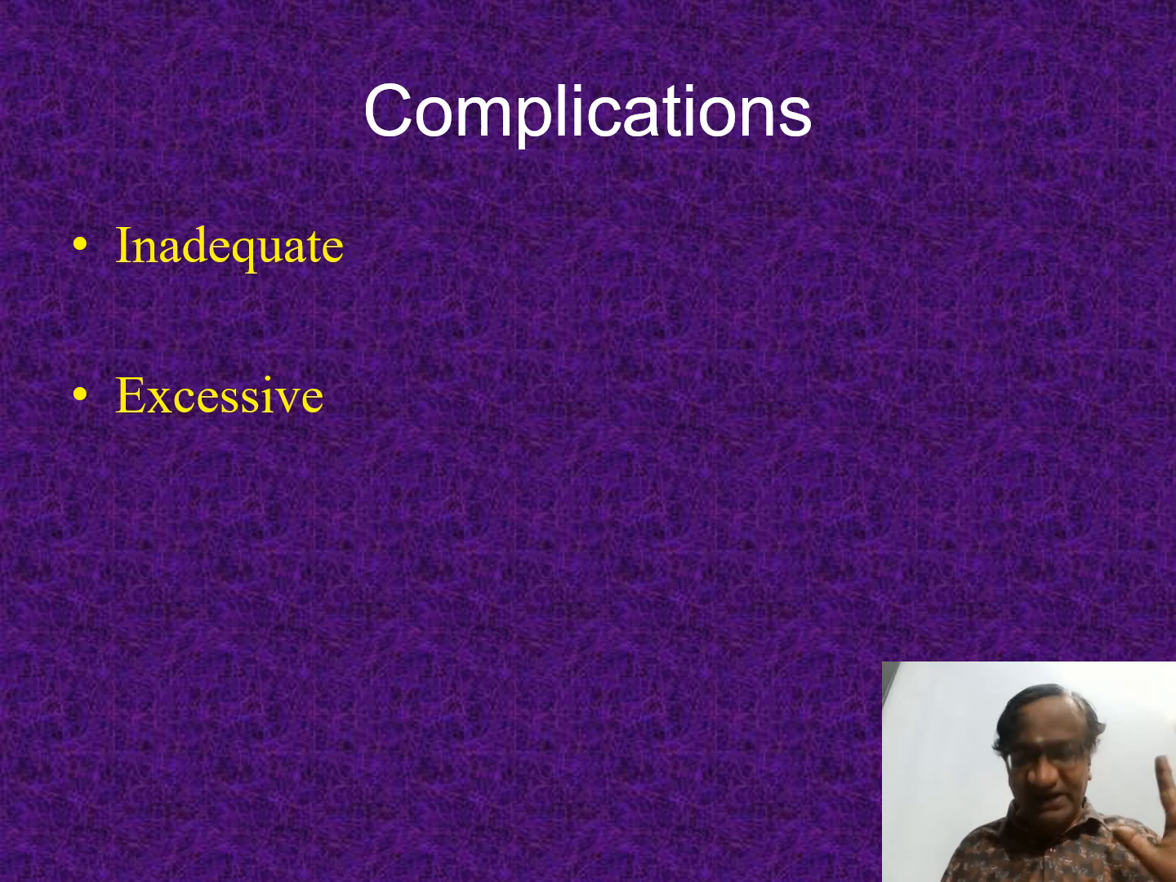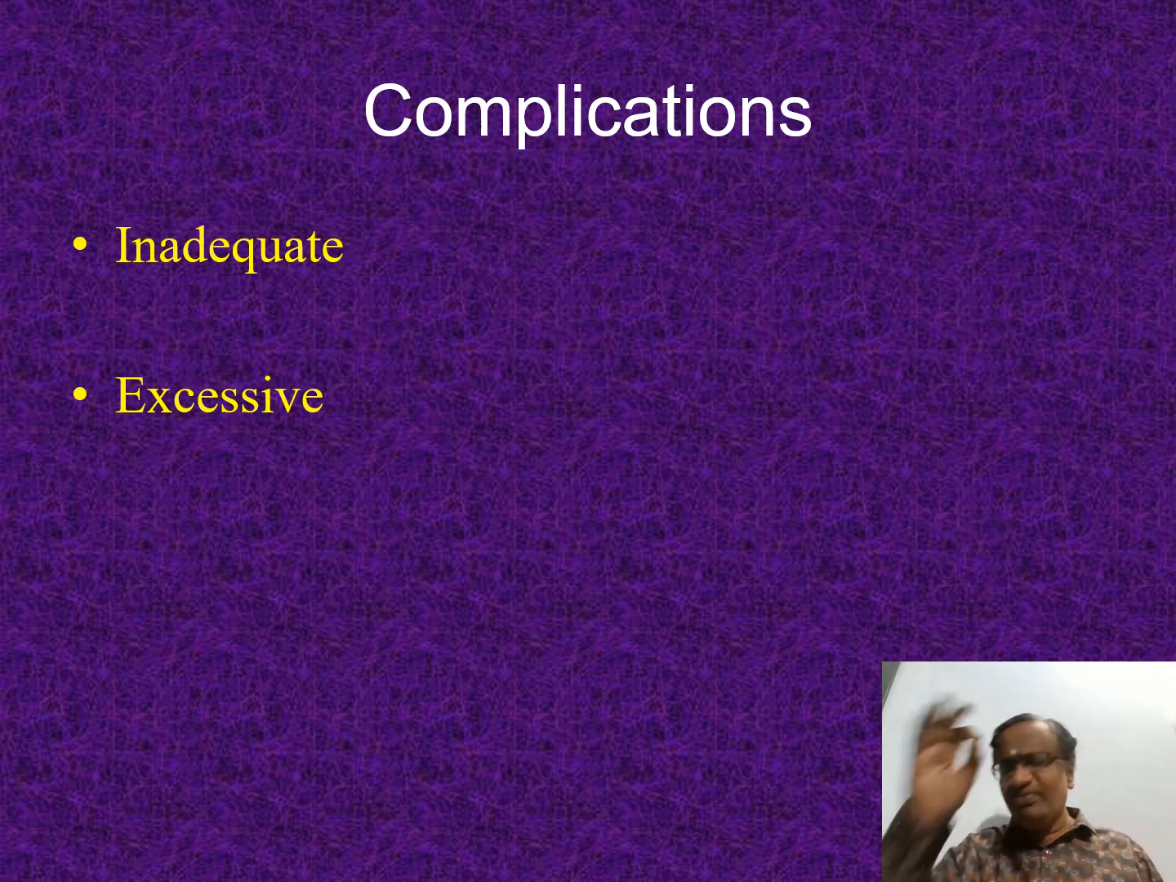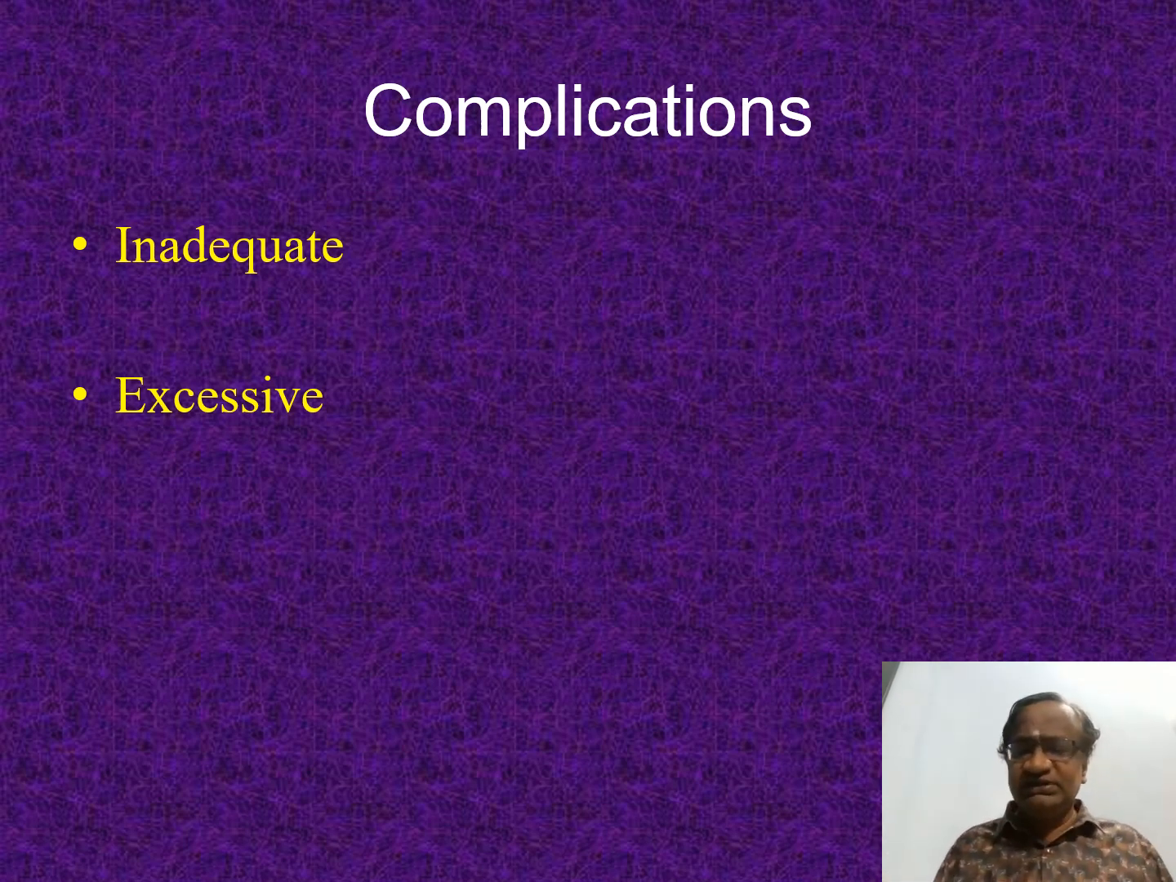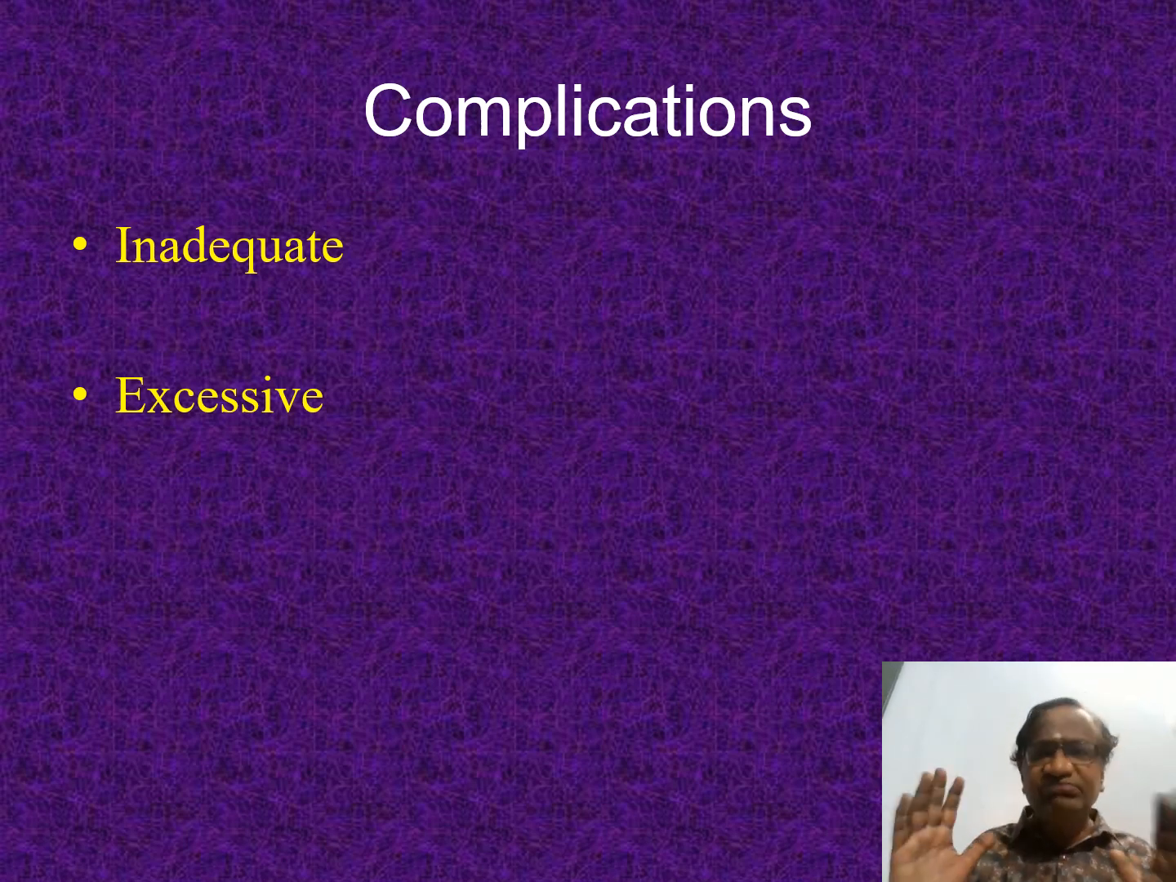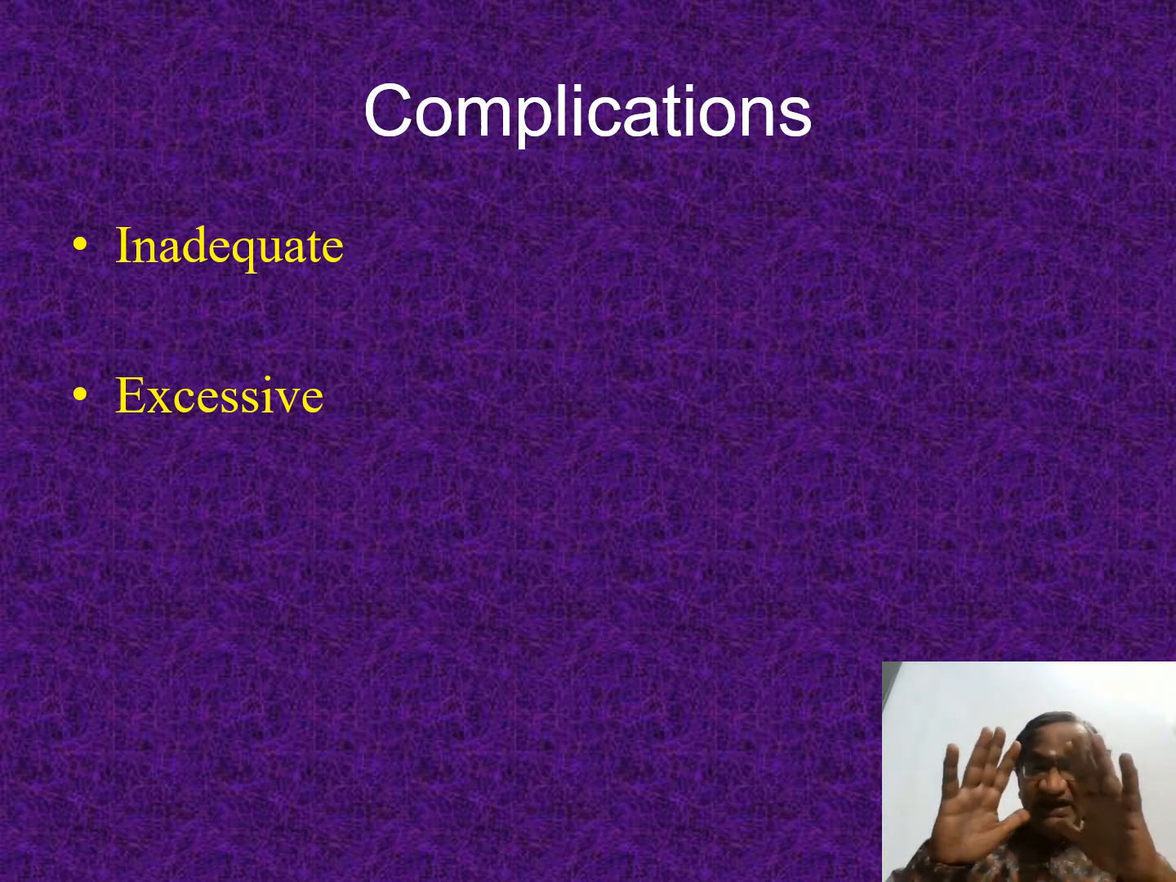Now we have complications. A very common complication is inadequate hypotension. You just start to give hypotensive anesthesia by bringing the BP down to 90/40. The surgeon will tell, no, bleeding is still there. I am not very satisfied. It is oozing everywhere. So something is wrong somewhere. So that is inadequate hypotension.